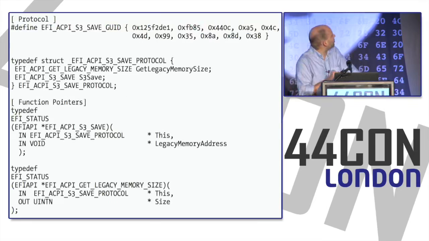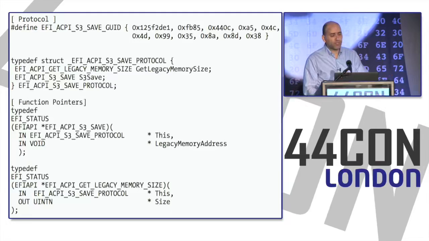Very quick on this. This is a protocol. So you have the GUID for the ACPI S3. Then you have the protocol itself. It contains two function pointers. And the function pointers define this. This is an object. And this is one of the parameters. And this is another parameter for this.